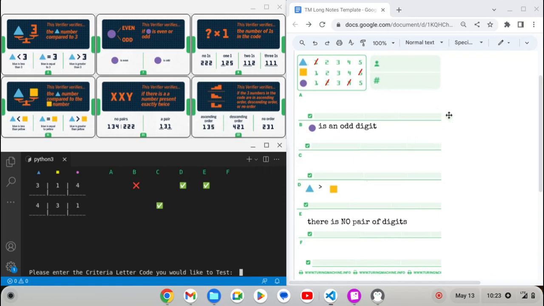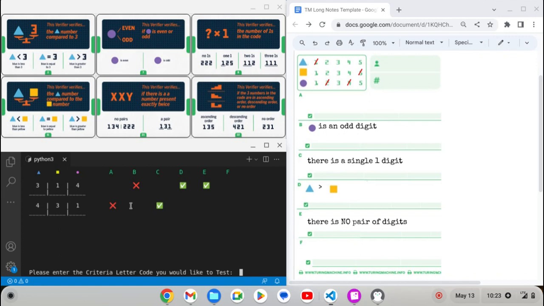So let me go to my notes for C and basically state there is a single 1 digit. Okay, again, doesn't mean that it's in purple, but we do know that there's a 1. And of course there's no pair, so there's only a 1. Okay, so now let's test A and see what that can tell us about triangle.